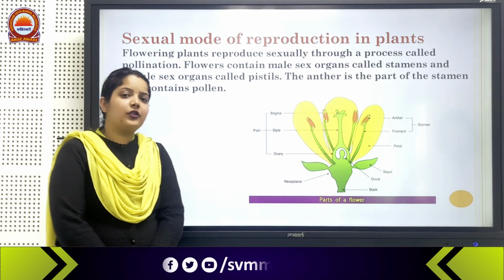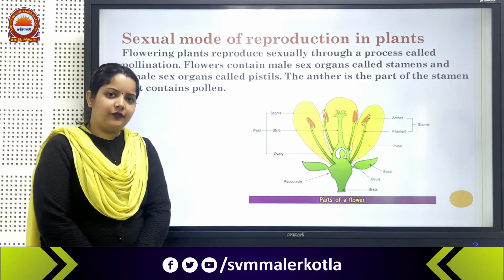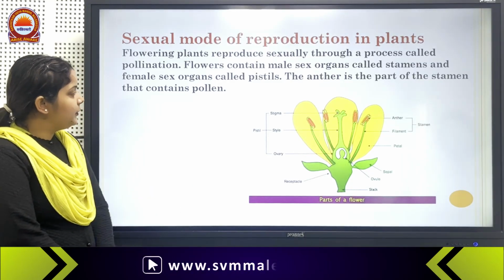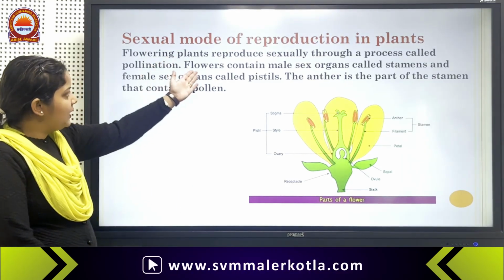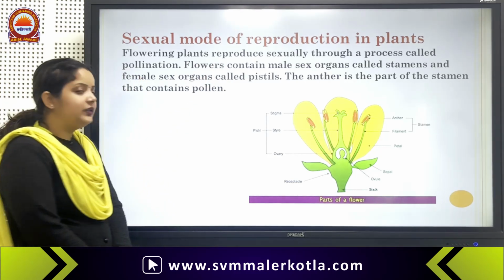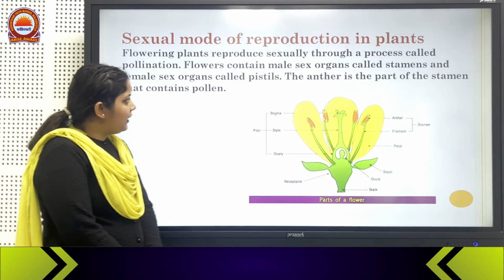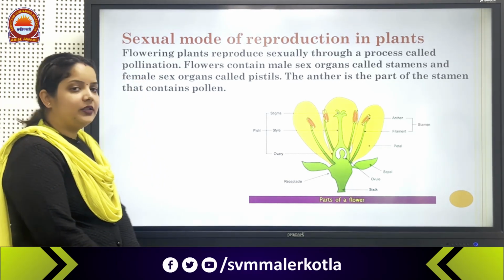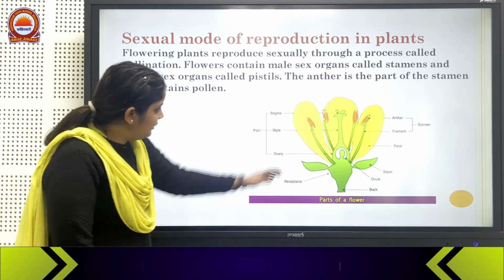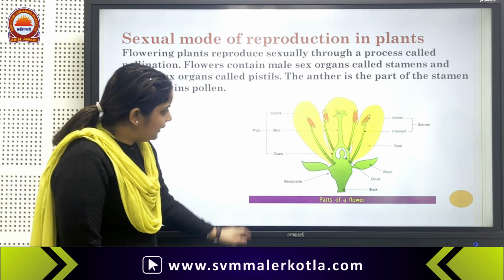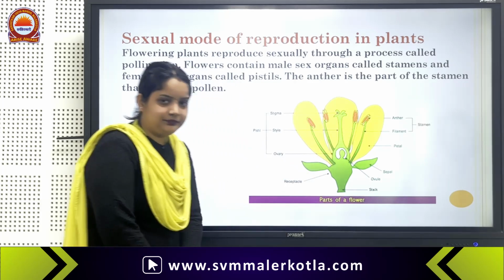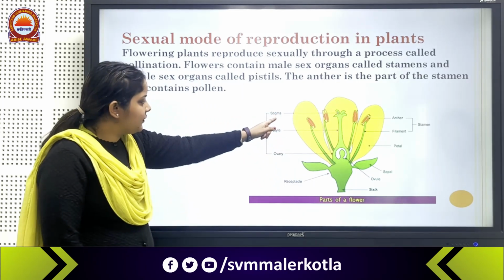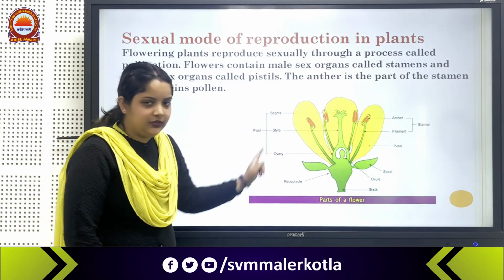Then is the next mode of reproduction, that is the sexual mode of reproduction. So you can see here in the picture also. Sexual mode of reproduction in plants. Flowering plants reproduce sexually through a process called pollination. A flower contains male sex organs called stamens and female sex organs called pistils. You can see here these three parts are of the pistil and then here it is the stamen. This is the anther, this is the filament and this is the stigma, style, ovary of the pistil.